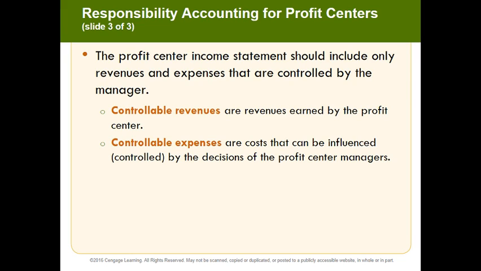The profit center income statement would include only revenues and expenses that are controlled by the manager who is receiving it. Controllable revenues are those that are earned by that profit center, and controllable expenses are those costs that can be influenced or controlled by the decisions of the profit center managers only.